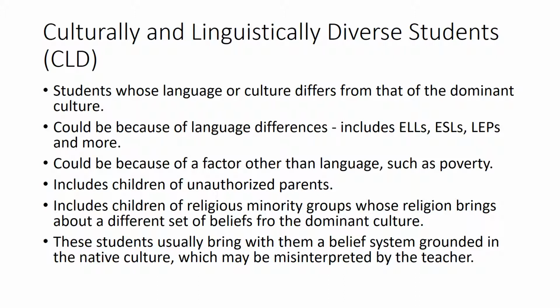It includes children of unauthorized parents. It includes children of religious minority groups whose religion brings about a different set of beliefs from the dominant culture. So, for example, some of the Orthodox Jewish children that live in Brooklyn. These students usually bring with them a belief system grounded in their native culture, which may be misinterpreted by you, the teacher, if you don't understand the culture.